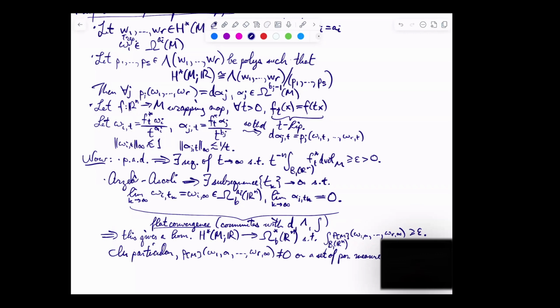These flat forms are only defined up to a set of measure zero, but this means that we can evaluate at some point to get a homomorphism from this cohomology ring to the exterior algebra where the image of the fundamental class is non-zero, and therefore it's injective.